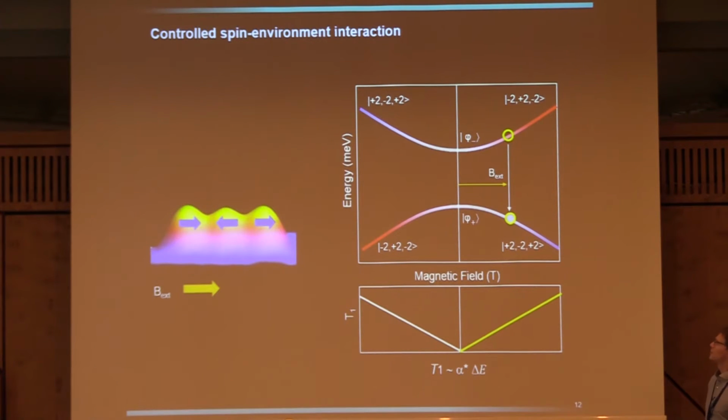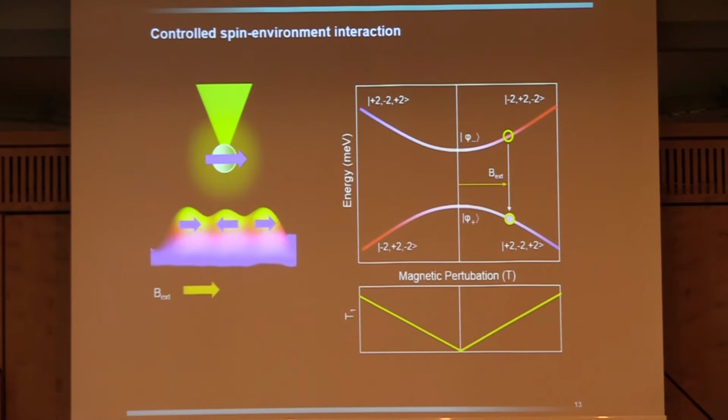And then, why is this a sensor? It's because if we add a perturbation, like the tip, this perturbation adds to the external bias field and then moves us either further out of the level crossing, which makes the lifetime go larger, or it moves us back towards it, which makes the lifetime go smaller.